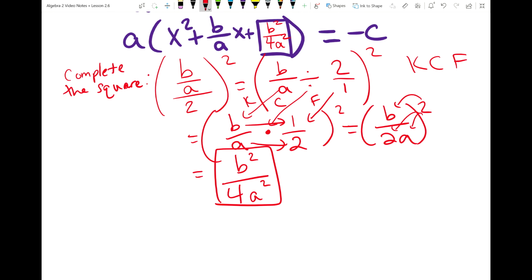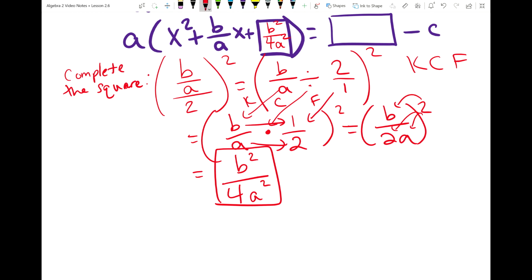Okay, so now we're gonna actually fit that term, we're gonna put that term over here. So now we gotta balance this out, right? So I added a b squared over 4a squared out of nowhere, which means I gotta balance it out. I gotta put it on the right side. So whatever I do on the one side, I need to do on the other side. So what I'm gonna do is I'm gonna move this c over, and I'm gonna give myself some more room here so I can include another term.